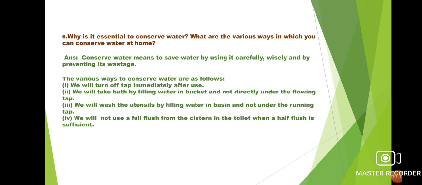Instead of washing the floor with water directly, mop the floor. Some other ways I am telling you: before cooking the rice, we always wash the rice, isn't it? Before cooking the vegetables, we always wash them. Instead of throwing that water away, rather use that water for watering the potted plants. In this way you can save so much water.